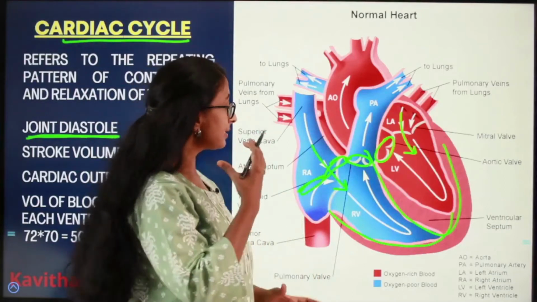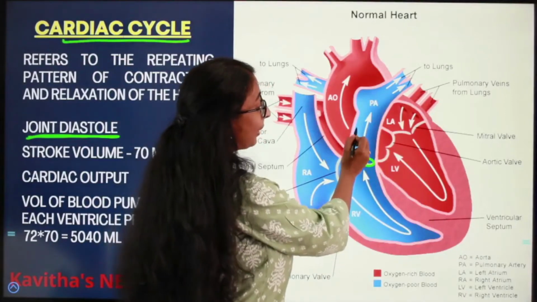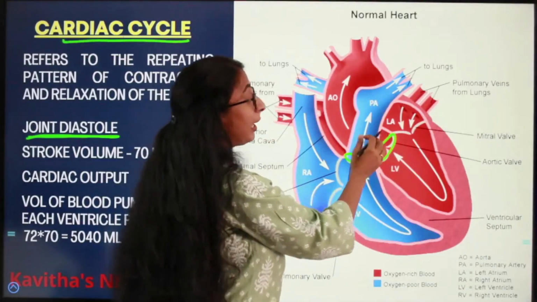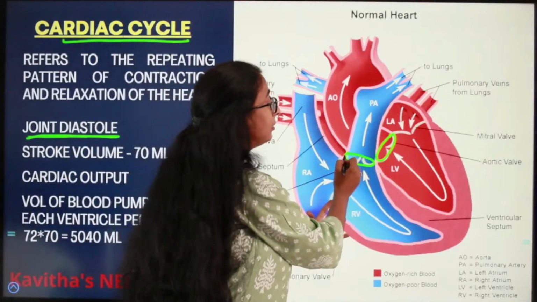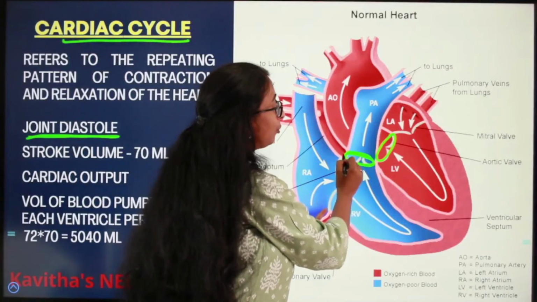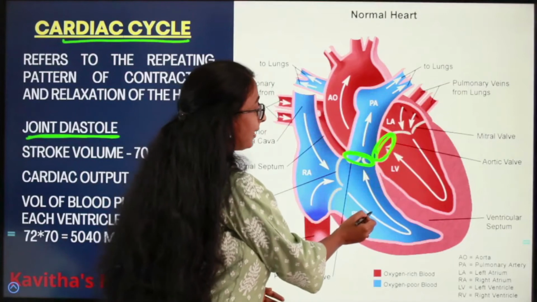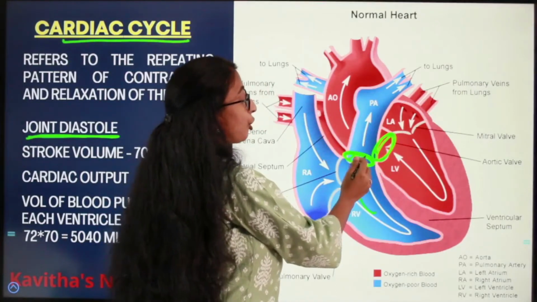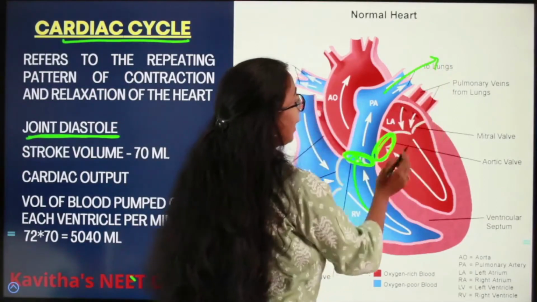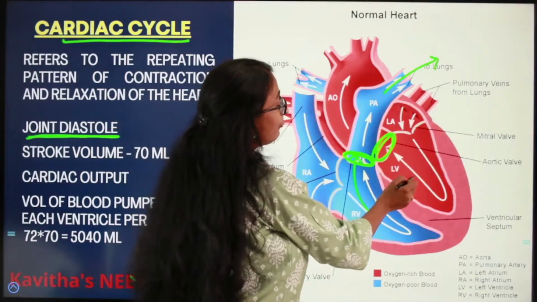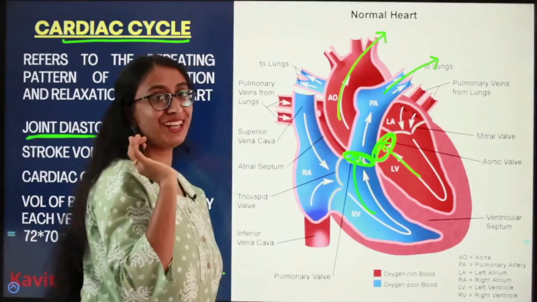Now, when the ventricular systole happens, the semilunar valves of the pulmonary artery and the aorta are forced to open. When the semilunar valves are open, blood from the right ventricle is pumped into the pulmonary artery for pulmonary circulation, and blood from the left ventricle is pumped into the aorta, which enters into the systemic circulation.